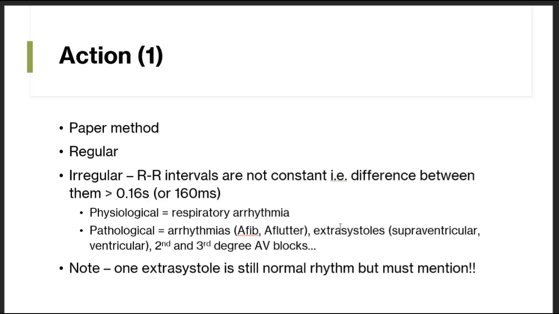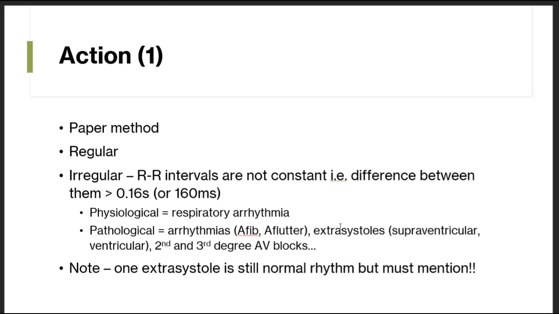So about the action, it can be either regular or irregular. The most common way to check this is the paper method. Unfortunately, I can't show you now because I am not recording myself. But essentially, what you do is you take a different piece of paper, not the ECG tracing. You draw a line at one R peak, and then you draw a second line at the second R peak, and then you slide this paper across the ECG tracing.